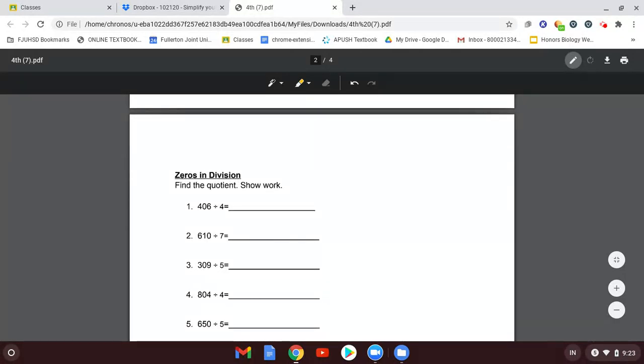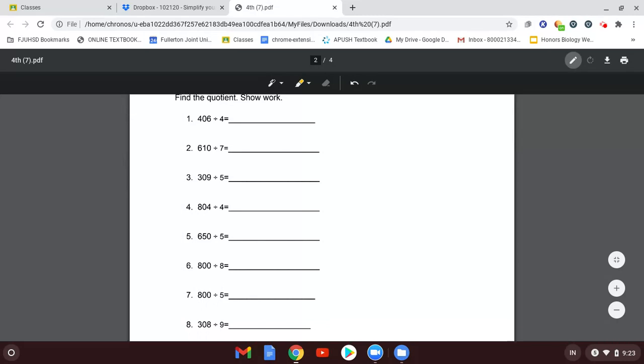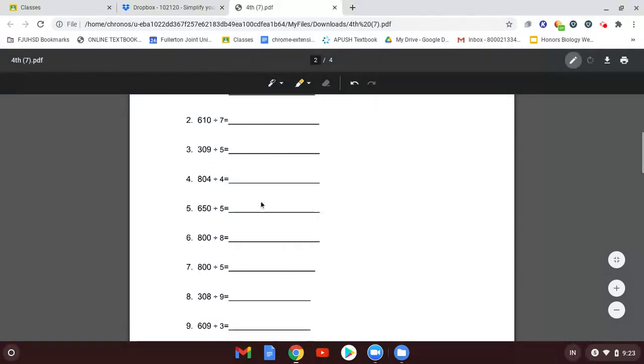Now we're going to go on to the next page. The next page is basically the same thing. All we're going to do is keep on dividing. Let's try going for an easy problem first. So we're going to go with number 6. So 800 divided by 8.